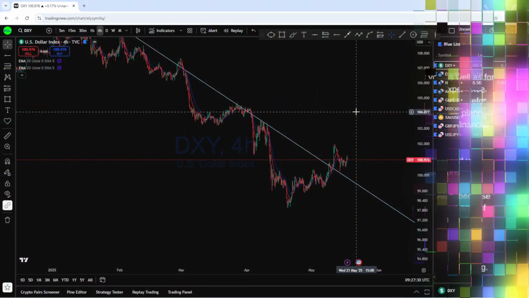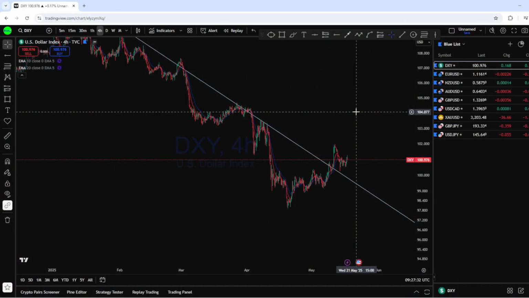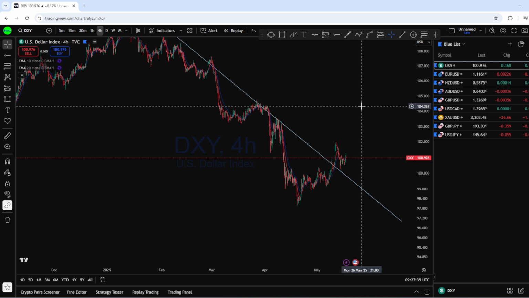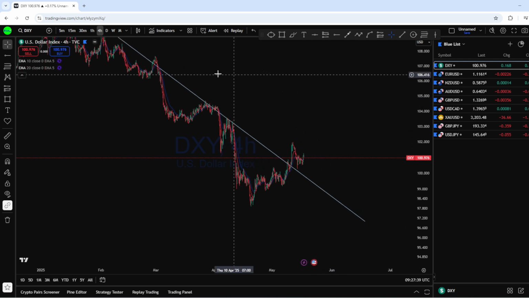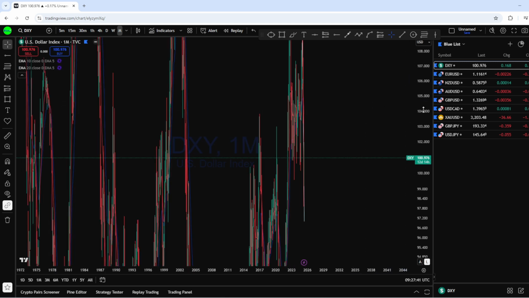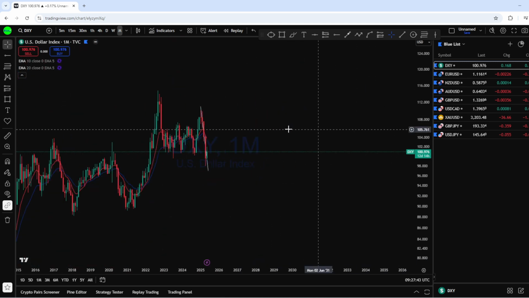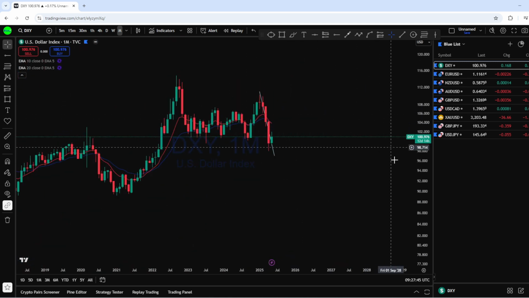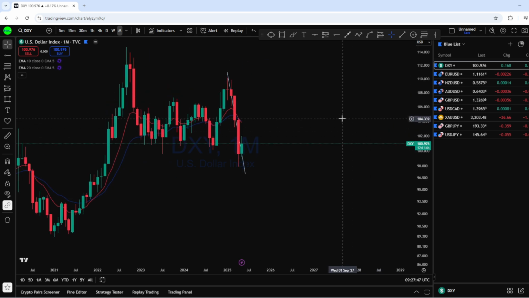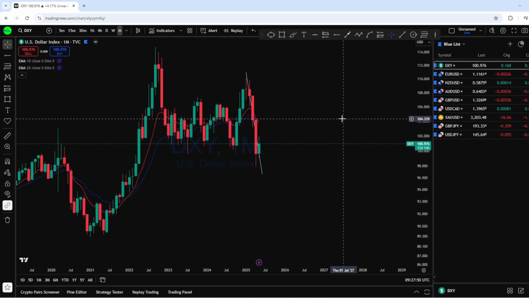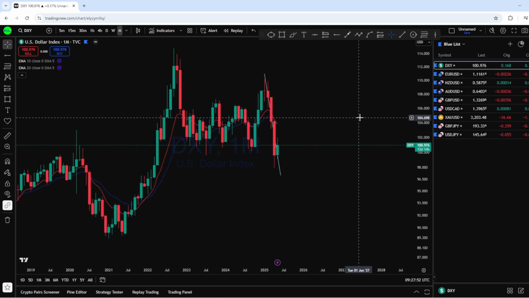Okay, so let's begin first of all with DXY, as DXY can give us clear direction of most of the USD pairs. So beginning with DXY, starting with the highest time frame to see overall direction in this market, looking at monthly, as monthly, weekly and daily higher time frame can give us clear direction, removing all the noise from the lower time frame.